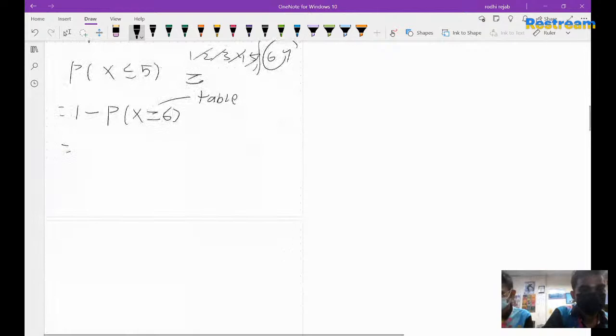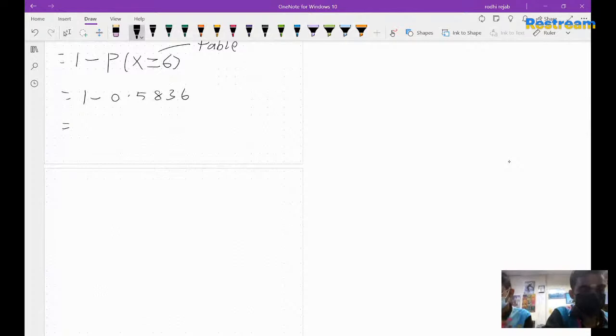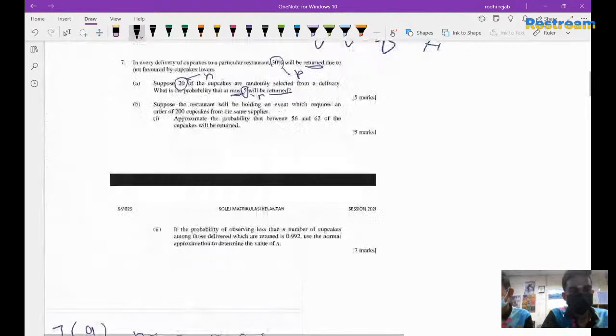So from the table I got that it's 1 minus 0.5836, and once you do the math you'll get this as 0.4164. All right, that's it for question A. So now moving on to question B.